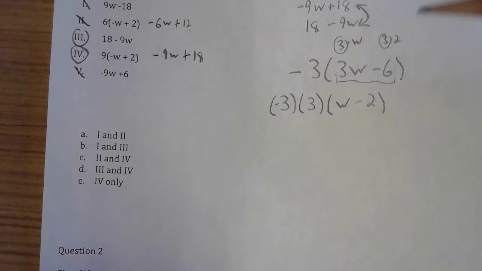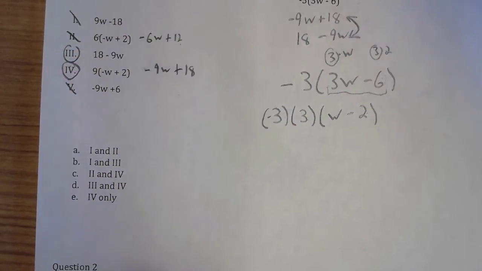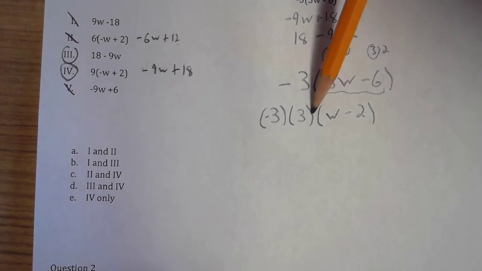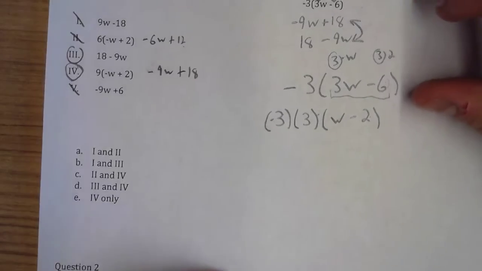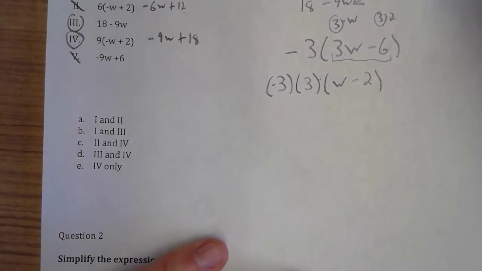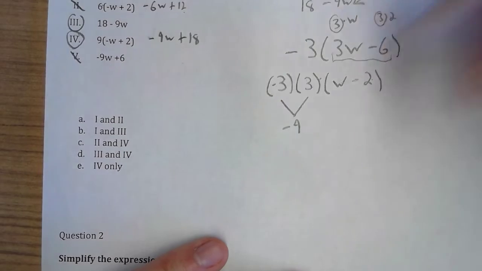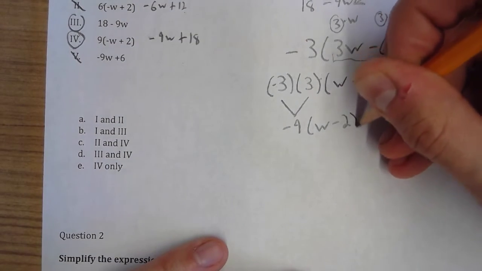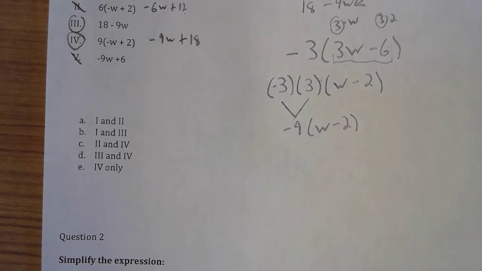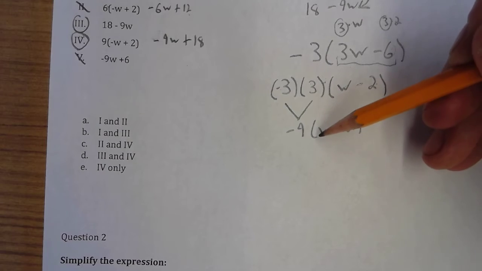Now this already looks very different from our number 4, but we do know number 4 works. So how can I get this equation to equal my number 4? Let's go through here and simplify this a little bit more. We have a 3 times a negative 3, that is going to get me a negative 9, and w minus 2 right here.